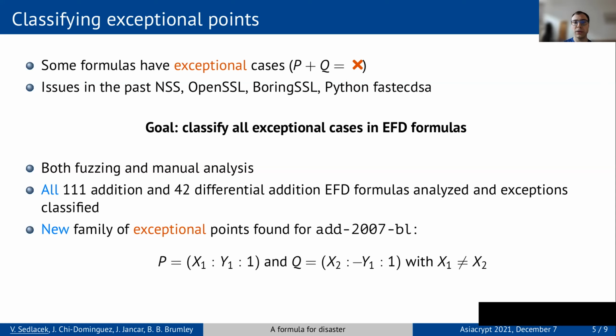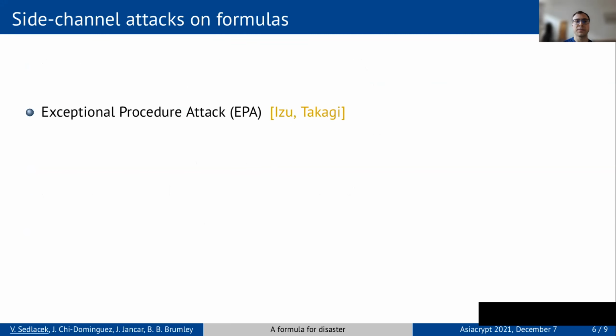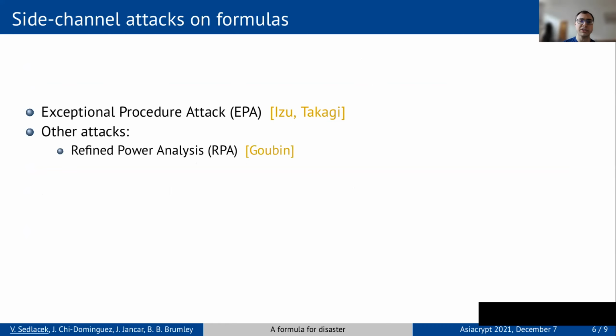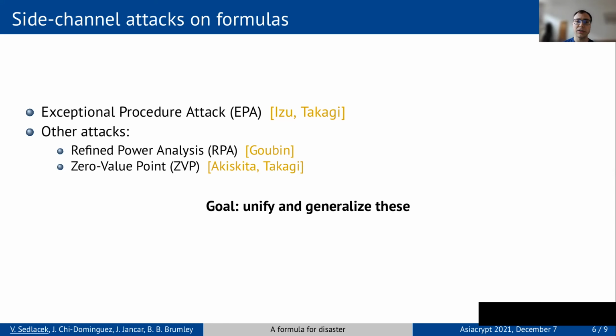Okay, so what do you do when you have these exceptional points? There is the exceptional procedure attack, or EPA, but I don't have time to tell you more about it here. Instead, let me mention that there are also two other attacks that do not use exceptional points: refined power analysis, or RPA, and zero value point, or ZVP. But we noticed that these three attacks have quite a lot in common. So another goal of our work was to unify and generalize these attacks in a common framework.